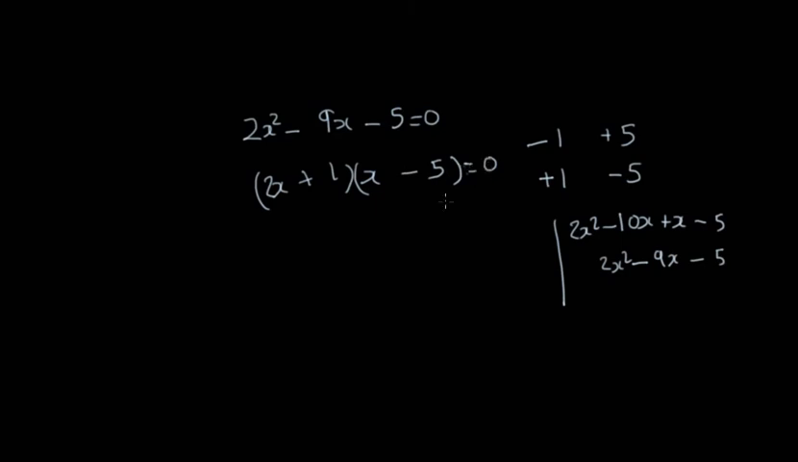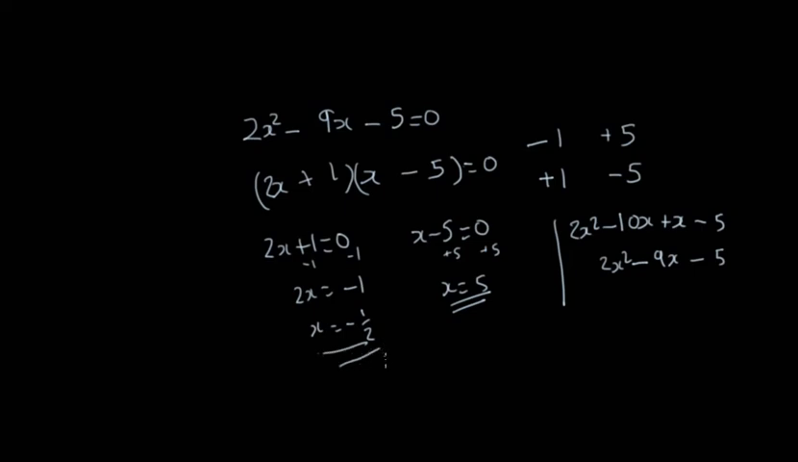So that's going to be equal to 0. So again, we need to set each bracket to 0. 2x plus 1 equals 0. So let's solve it. 2x equals, let's take away 1 from each side, minus 1. Divide through by 2, x equals minus a half is a solution. Then x minus 5 equals 0, plus 5 on each side, x equals 5. So these are the two solutions for this one.